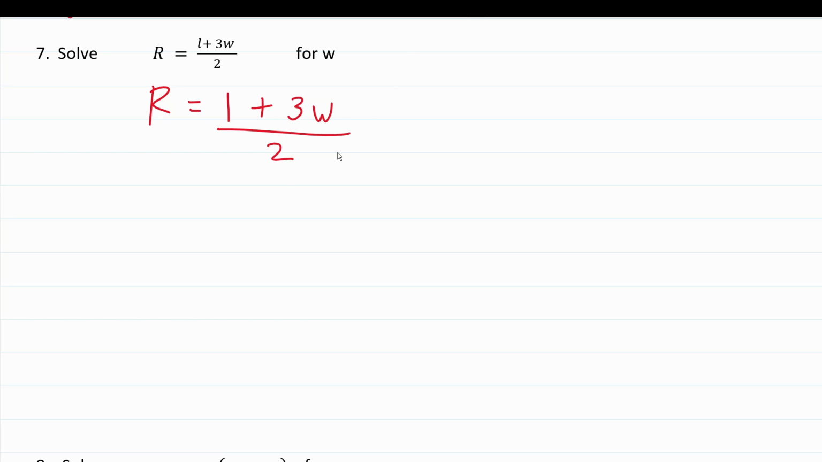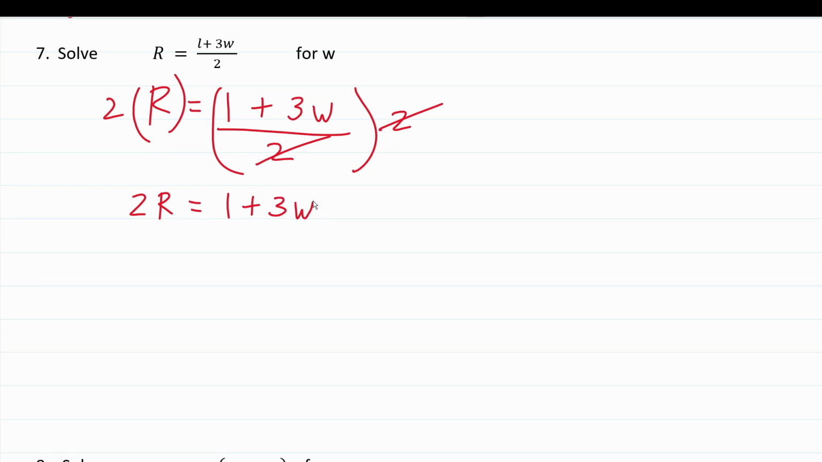This one's pretty easy. The very first thing we want to do is clear this 2 from the denominator. That is to say, we're going to perform the opposite of the operation that's occurring here. This says L plus 3W divided by 2. So we're going to multiply both sides by 2. This crosses out here, and this becomes 2r equals L plus 3W.